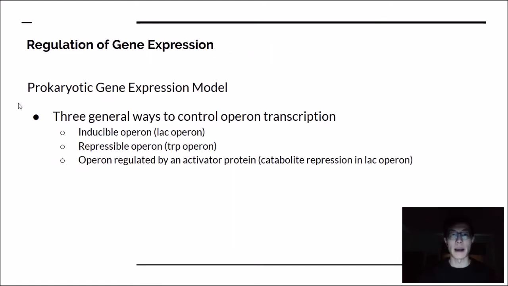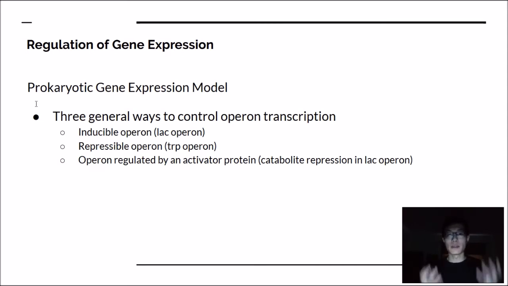And what's really critical about these operons is that there are basically three ways, at a basic bacterial level, that can be used to control the amount of gene product produced. The first one is an inducible operon, in our case, for instance, the lac operon. Another type is the repressible operon, and in our discussion it's going to be the tryptophan operon. And then finally, we have an operon that's going to be regulated by an activator protein, and this is the example of catabolite repression in the lac operon.